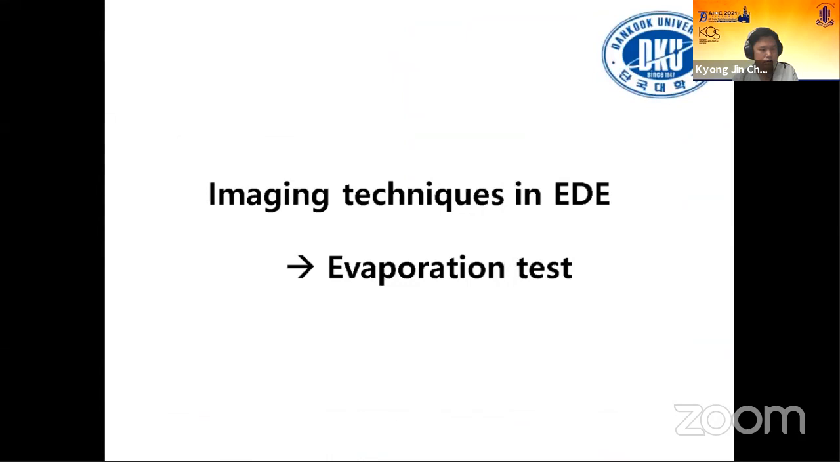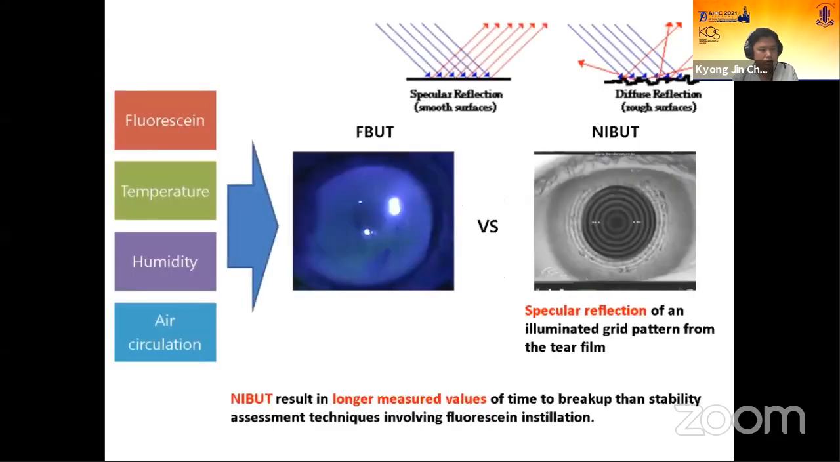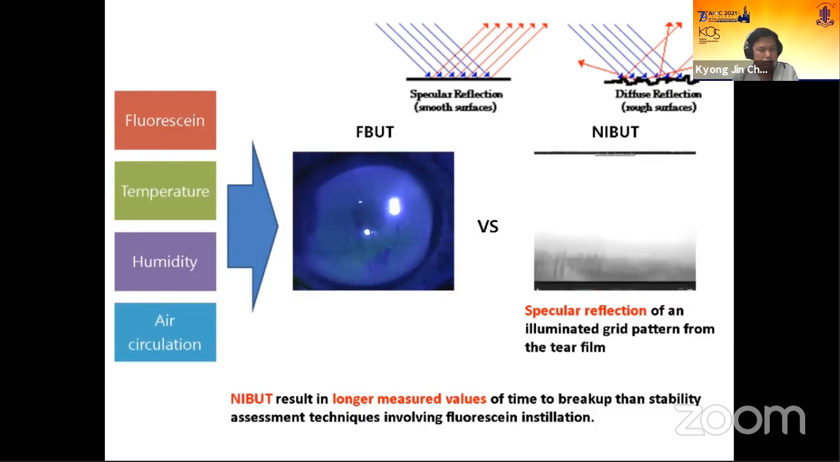A tear evaporation test is required for the evaporative dry eye diagnosis. While doctors can visually measure tear break-up time using fluorescein, specular reflection images can be used to measure non-invasive tear break-up time. Non-invasive break-up time results in longer measured values of time to break up than stability assessment techniques involving fluorescein instillation.